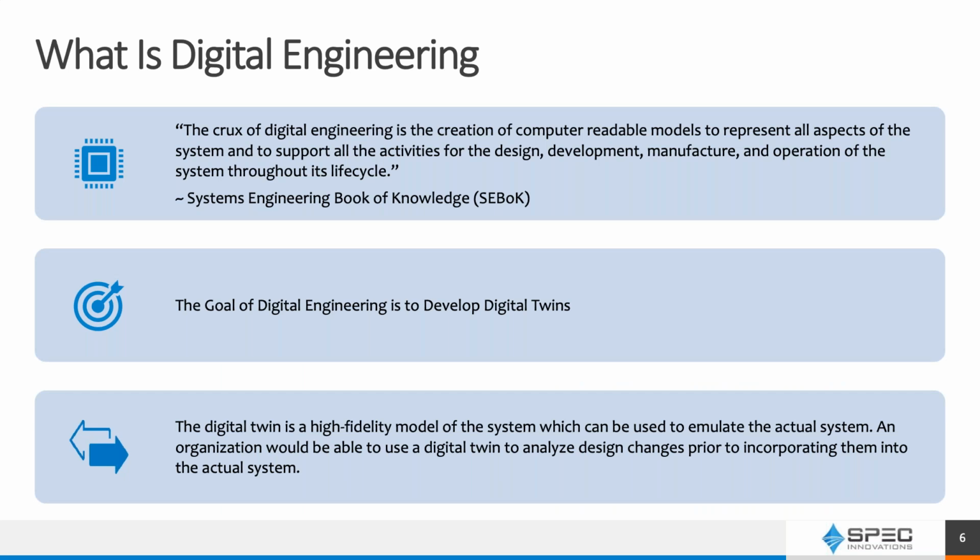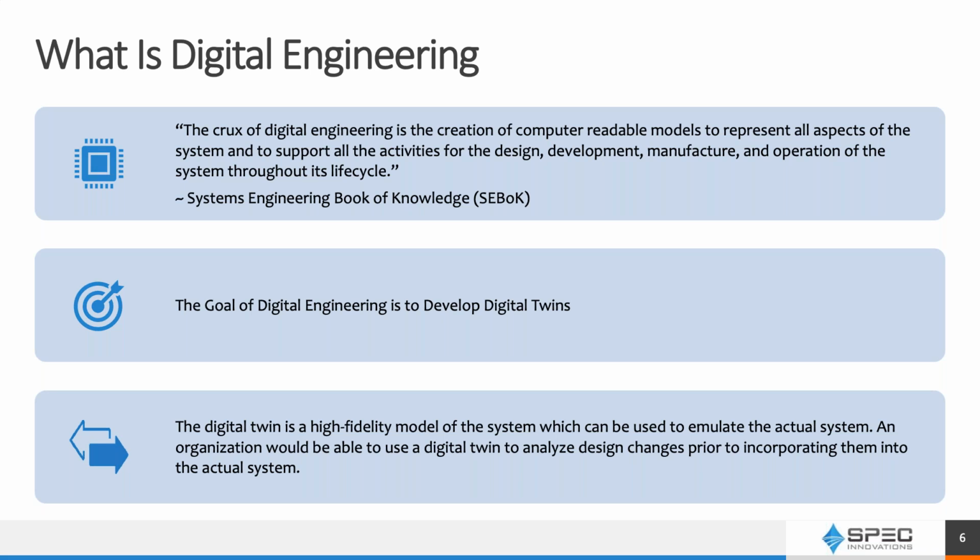So first we need to understand what is digital engineering. Based on the Systems Engineering Body of Knowledge, the crux of digital engineering is the creation of computer readable models to represent all aspects of the system and to support all activities for the design, development, manufacture, and operation of the system throughout its life cycle. But ultimately, the goal of the digital engineering thread is to develop digital twins.